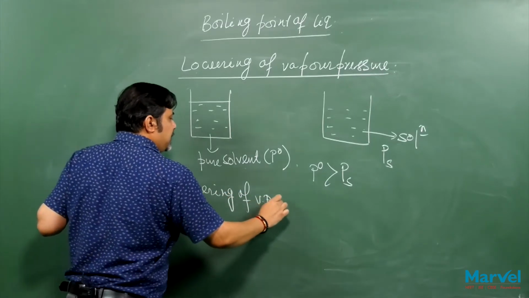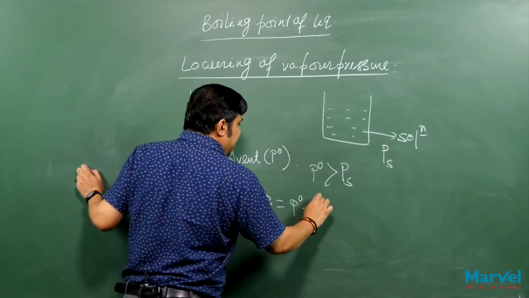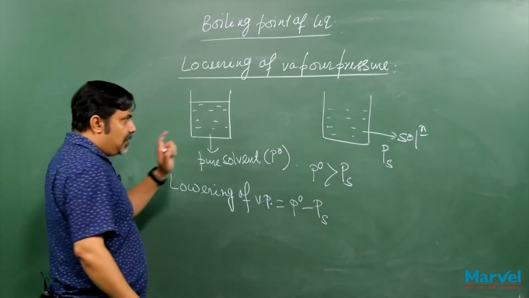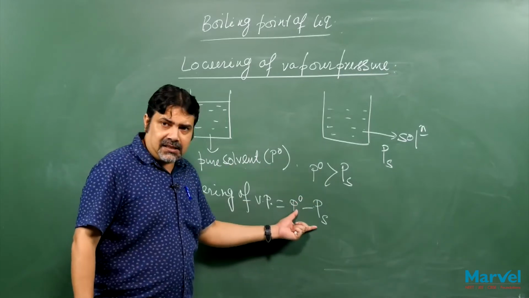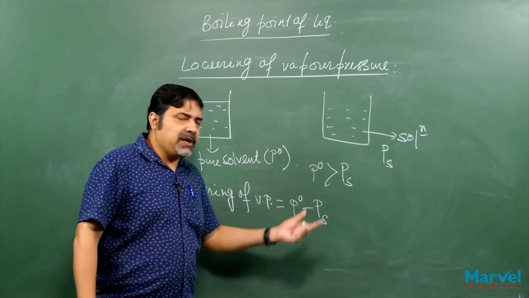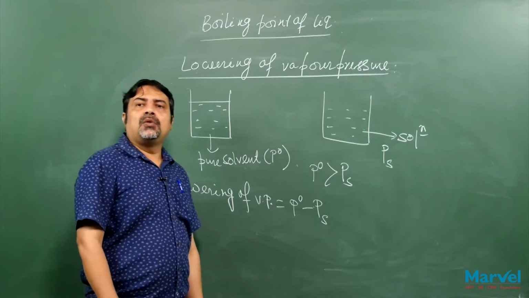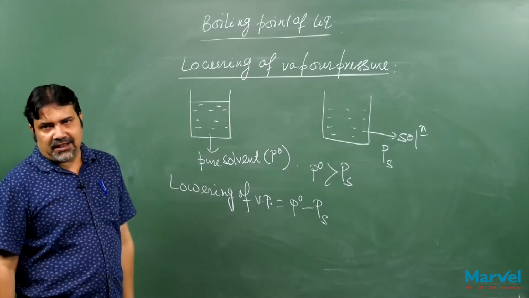will be equal to how much? P naught minus Ps. Because of adding of solute, how much the vapor pressure is lowering at the same temperature is nothing but P naught minus Ps. This is called the lowering of vapor pressure. This much lowering is there.